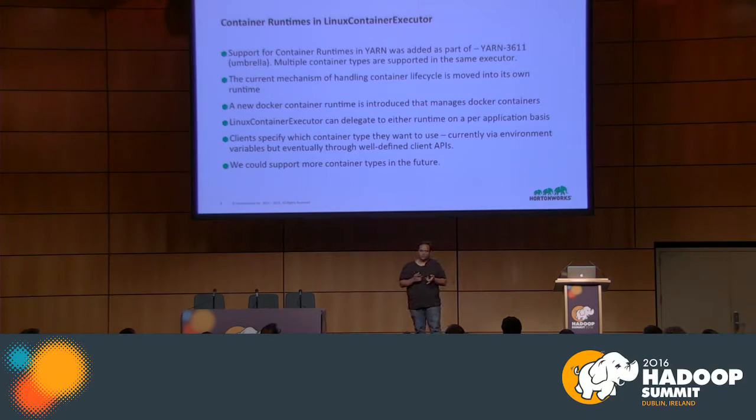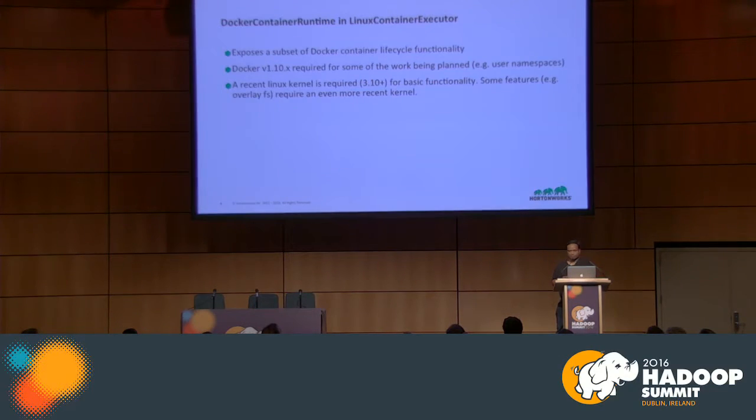Today we have just two. One is the Docker container runtime, and the other is the process runtime, which is basically just launching a process, which is what Yarn already did. In the future, we can look at adding different container runtimes, maybe Rocket, maybe, if somebody is ambitious enough, they can even try VMs. There's nothing that prevents us from doing that. This was added as part of Yarn 3611, an umbrella Jira that was created sometime last year.